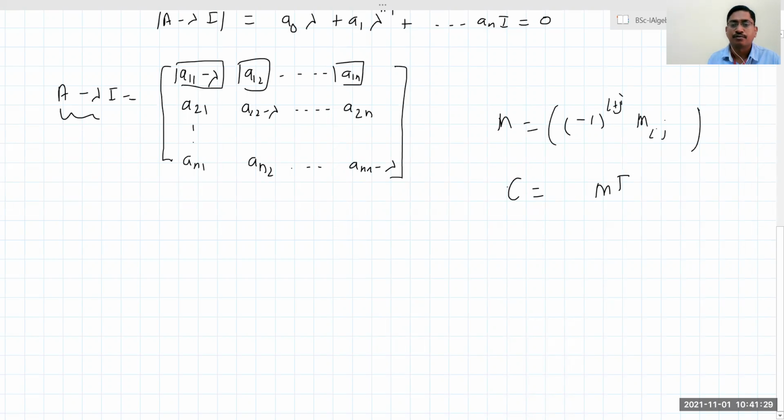What is the adjoint of a matrix? How do you calculate the adjoint of a matrix? It is the transpose of the cofactor matrix. Whatever minors you have written, this is the cofactor, and the adjoint of the matrix is just C transpose. So we have to make some observations.